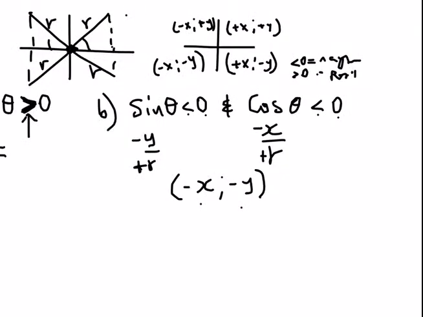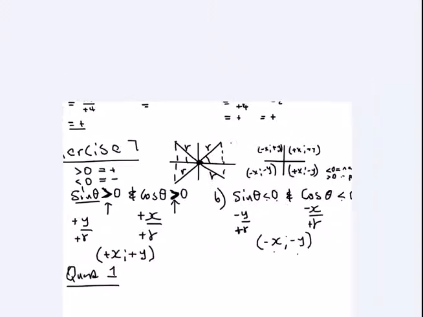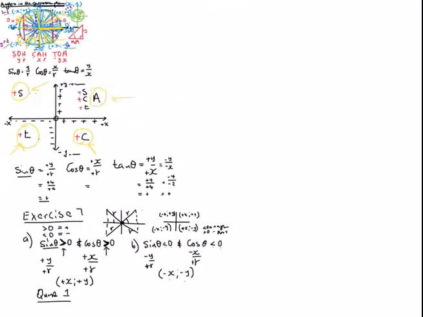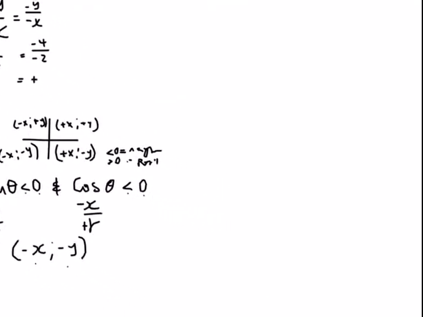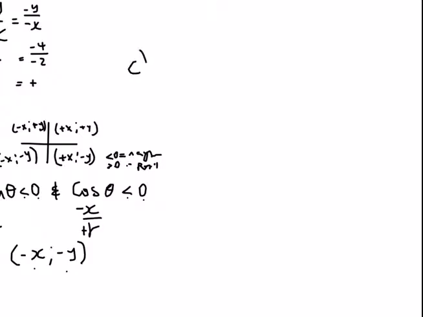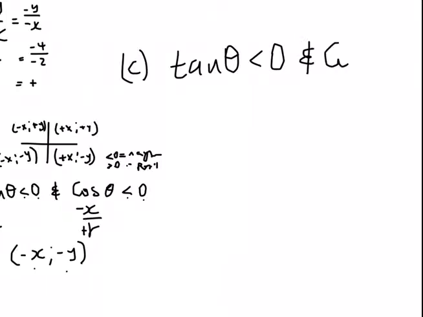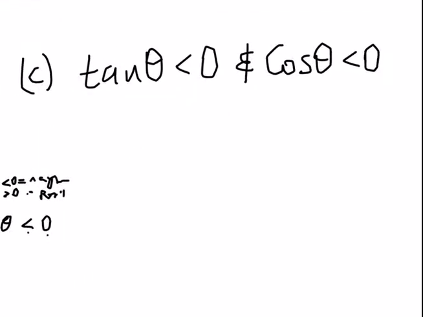Can you see? So let's jump on to the next question and see what they are saying, and based on that we will choose accordingly. Question C. Now they are talking about tan of an angle being less than 0. We know what that means. And again they are saying cos of an angle being less than 0.